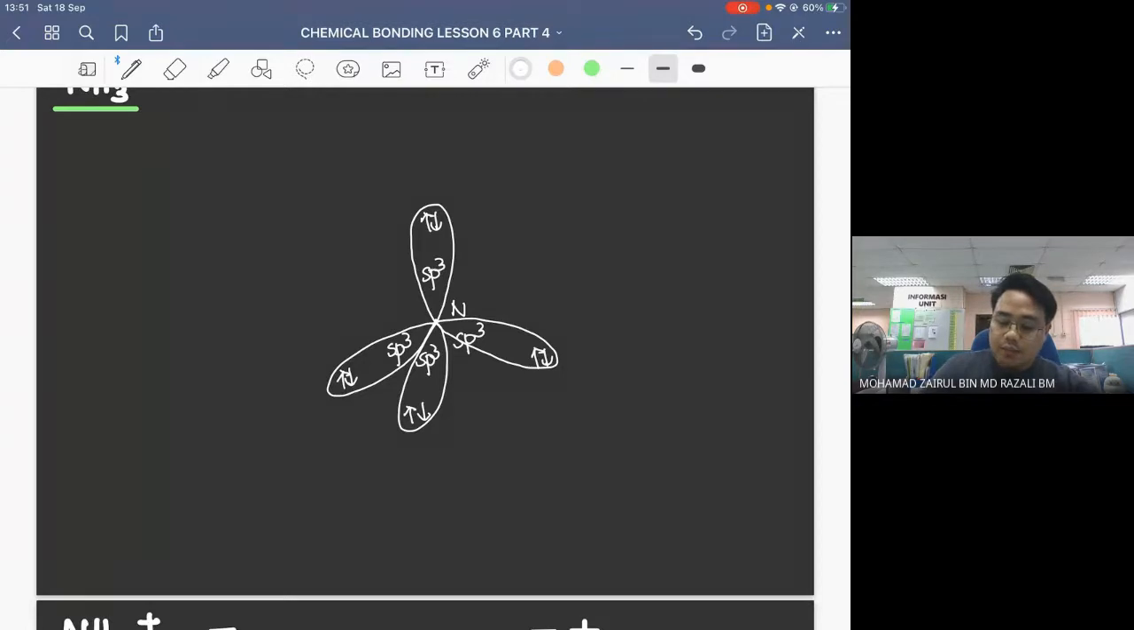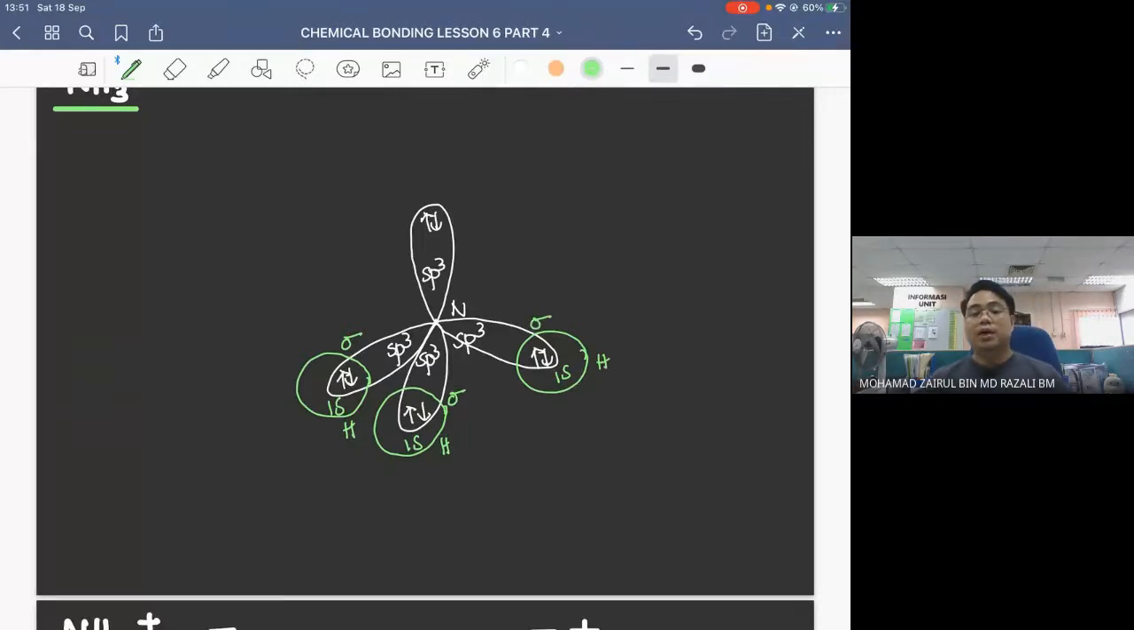Okay, since dia akan bond dengan hydrogen dan dia akan bond dengan 1s, so 1s shape dia adalah bulat. So 1s label hydrogen, label sigma bond. Ini pun sama. Label 1s, label hydrogen, label sigma bond. Okay, ini pun sama. Label 1s sebab orbital yang overlap dia adalah orbital 1s. Label hydrogen, label sigma bond. So this is the orbital overlapping diagram for NH3.